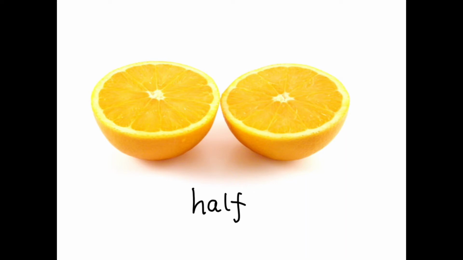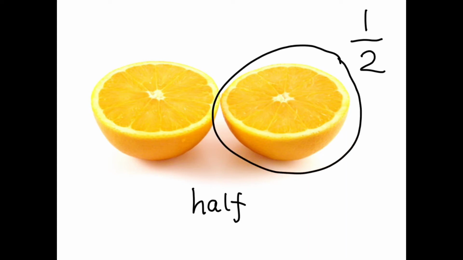Now, you've probably heard the word half before, because often we cut things in half. So this is one orange that's been cut into 2 bits, and we write the fraction half as 1 over 2. 2 tells you how many bits there are, and 1 tells you how many of those bits. So that is 1/2 of an orange. And if we look at that with a shape, here's a whole circle, and that is half the circle. So there are 2 bits of the circle, and this is 1 of those bits.